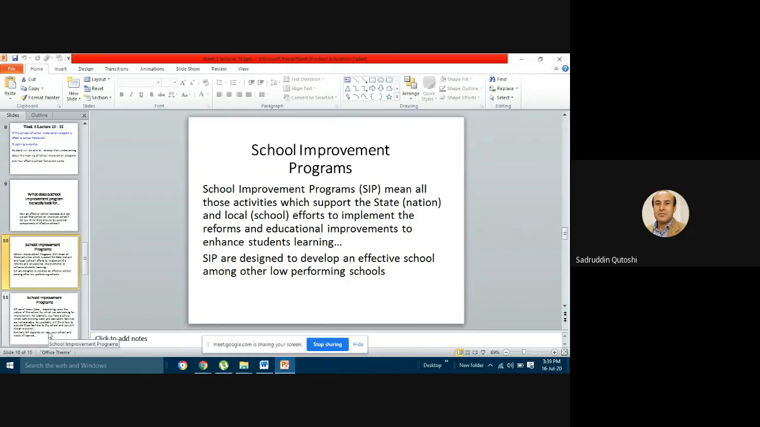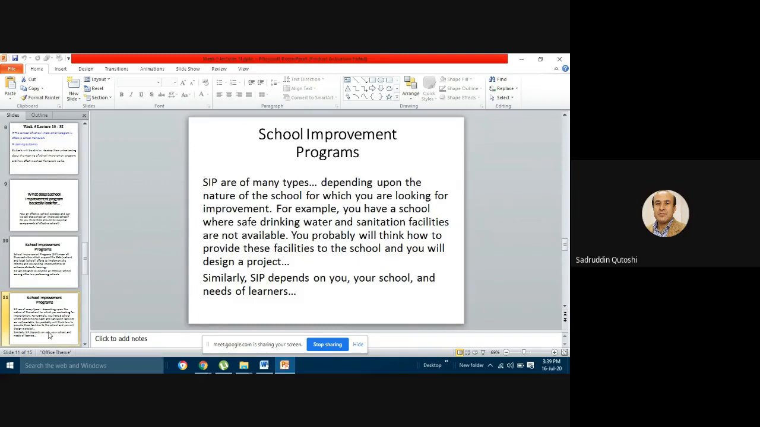Now come to this slide. Look at this slide. School improvement programs are of many types. There is no one single school improvement program. These programs depend upon the nature of your school, for which you are looking for some improvement, for which you are struggling to improve the system of your school, for which you are there to identify those missing elements in your school. Let's look at this example.